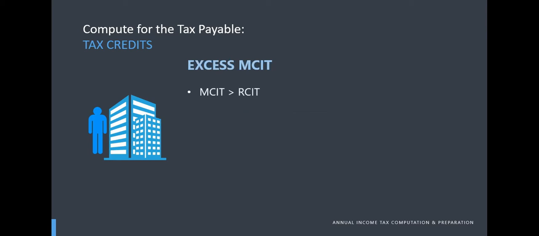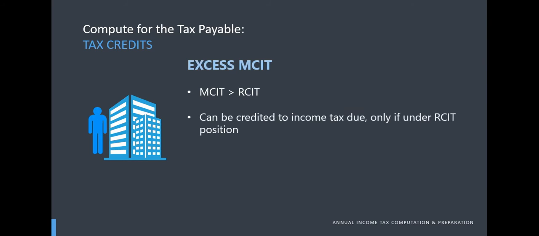Next, excess MCIT. Excess MCIT arises whenever the MCIT is greater than the RCIT. It can be credited to income tax due only if the taxpayer is in the regular corporate income tax position. Later, I will illustrate how we compute for the excess MCIT and how it is being deferred.